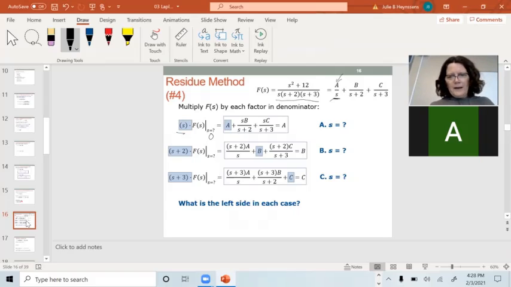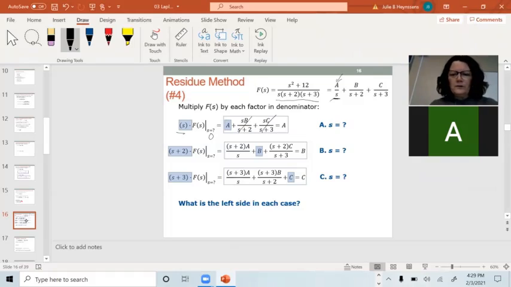first just multiplying the whole thing by s, I'd have A for my first term, sB over s plus 2, sC over s plus 3. If I evaluate that where s equals 0, this term goes away, this term goes away, and I'm left with A.